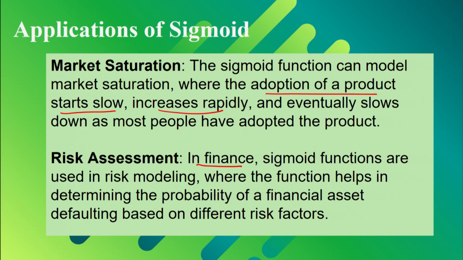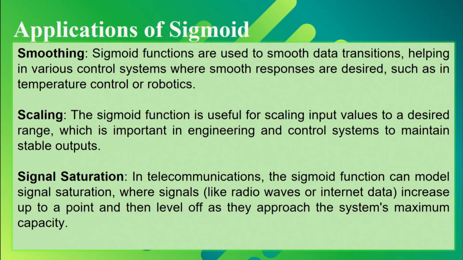you can very well see that these sigmoid functions are very useful in risk modeling. That means they help us to determine the probability of whether a financial asset can be considered a risk or not. Moving on to the other applications of smoothing, scaling and signal saturation.